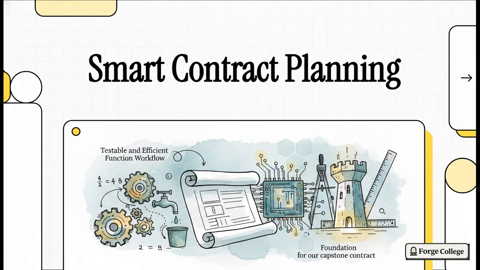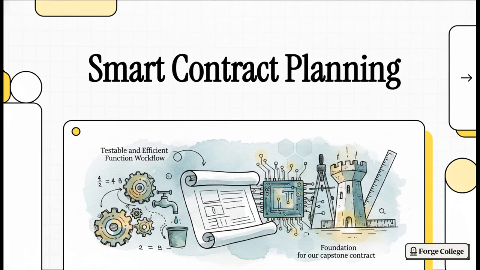So, if you were with us for our last lesson, Testable and Efficient Function Workflow, congratulations! You survived the heavy math. You already know how to separate pure helpers from state-changing functions without breaking a sweat, and you know exactly how to keep those state writes tightly grouped. Well, today we're taking a step back from those low-level tactics. We are getting ready to draft the actual blueprint for our capstone contract.